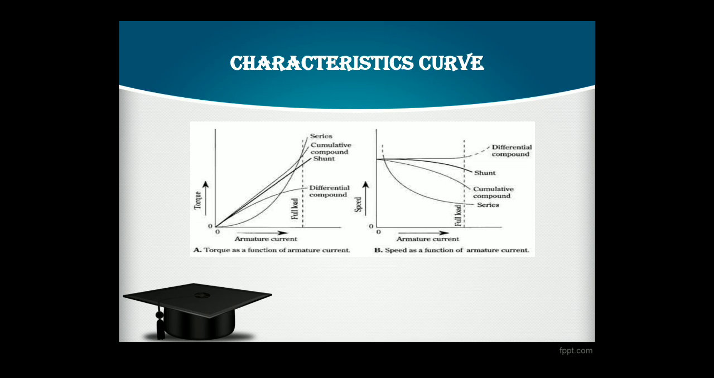So its characteristics lie between the series motor and the shunt motor. Now you can see the shunt motor characteristics also, and this is the shunt motor characteristic, a straight line. This is the cumulative compound motor. It lies between the series and shunt characteristics because it is a combination of series and shunt motors, but the nature of this motor is like series.